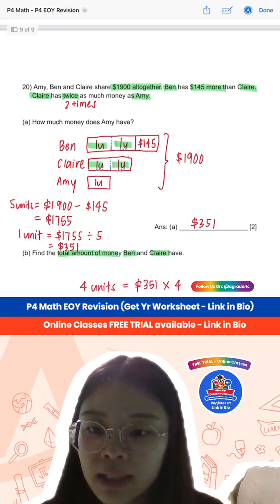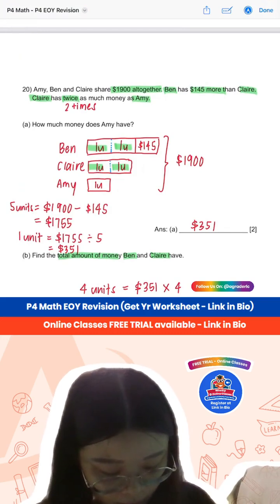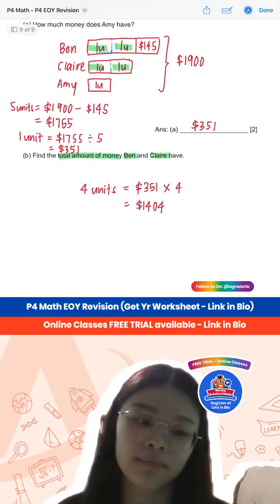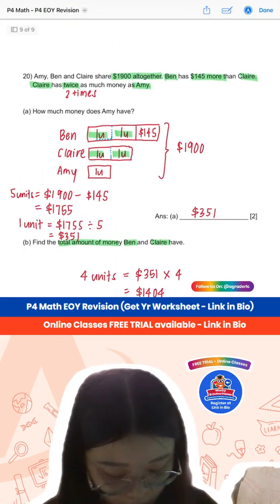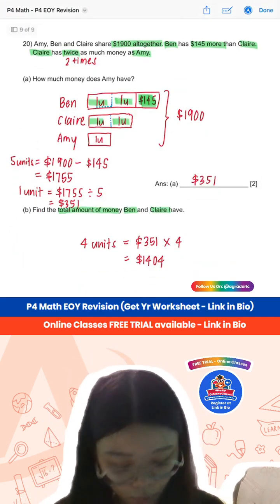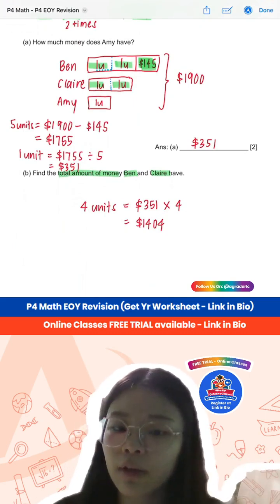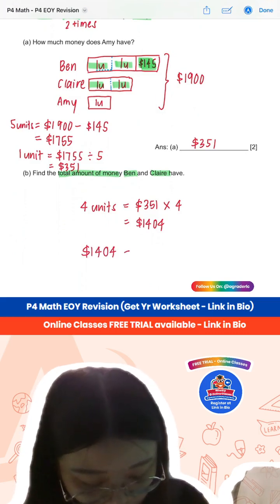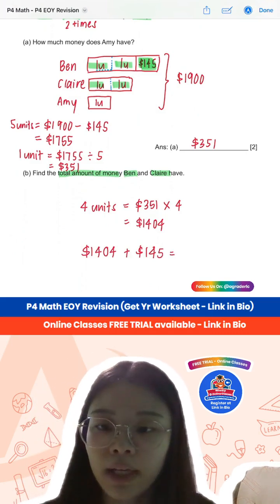Okay, good. Kaiser, Evelyn. 1,404. Good. And then K already told us the next step. Now we have to add the $145, which is from here. I will highlight for you to see. This 145 belongs to Ben. We have to add it. Some of you might forget to add. So if you get 1,404, you know why. You need to add the $145 that Ben also has.